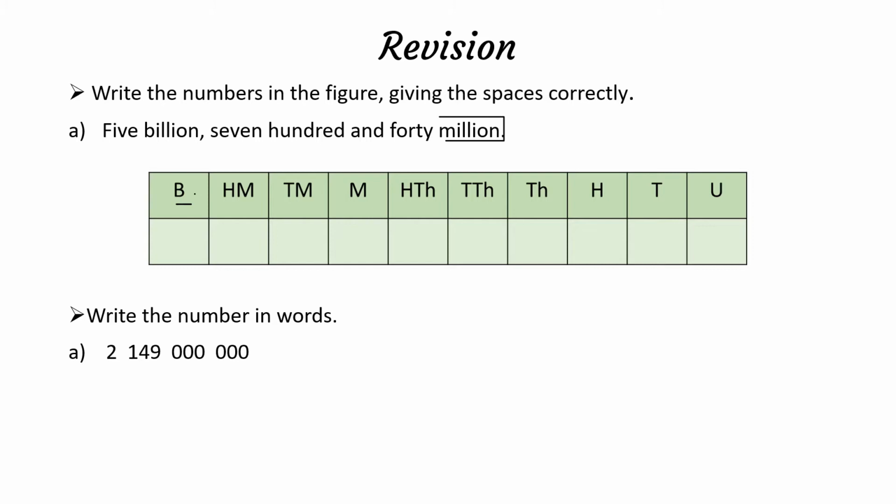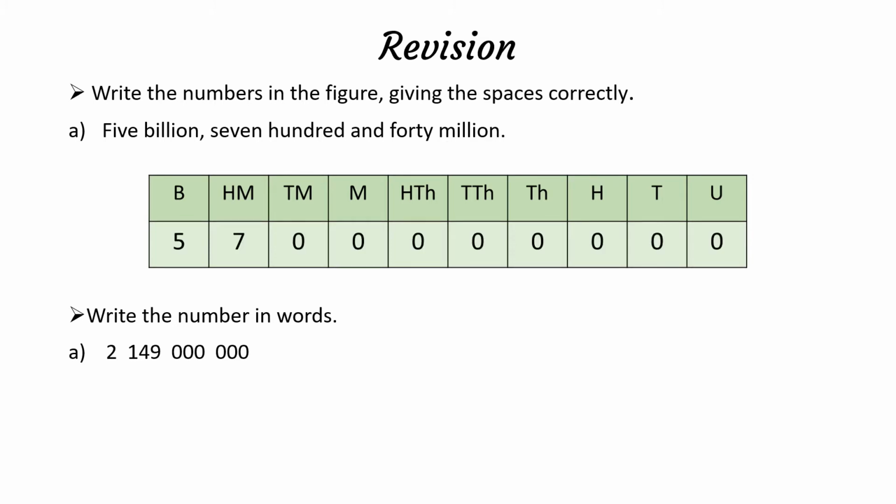Then 740 million, so this will be in the millions period or millions group, which is these three columns. So in these three columns we will write 740, so it will be written like this: 5,740 million. Okay, wait, it will be 4 here. 5,740,000,000. Okay, so look at the next number.